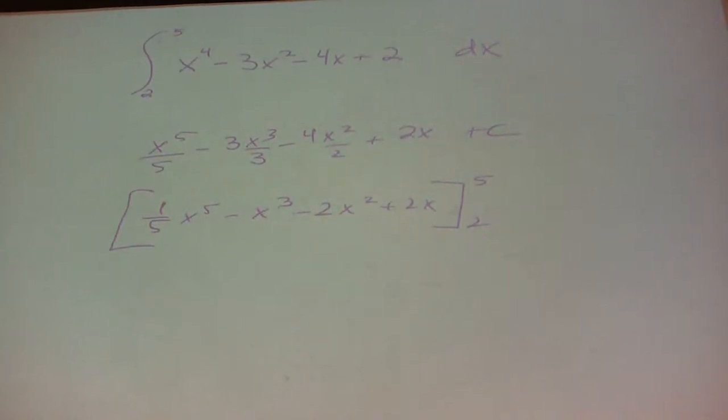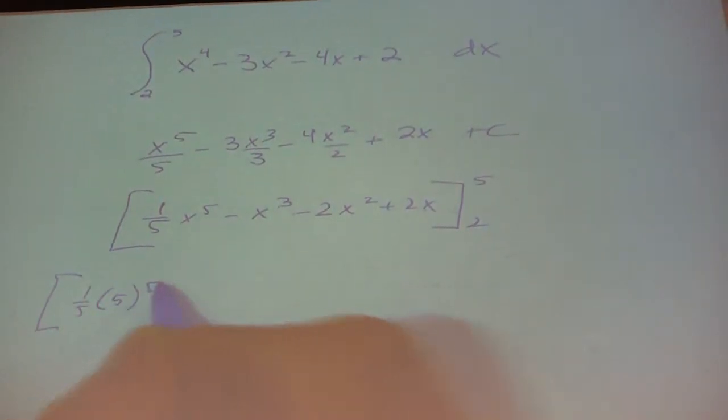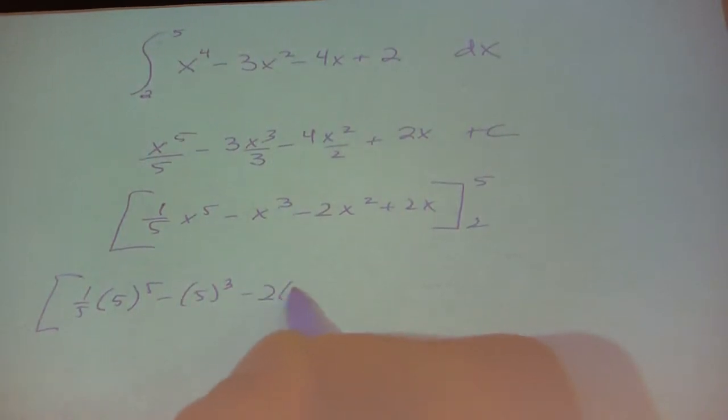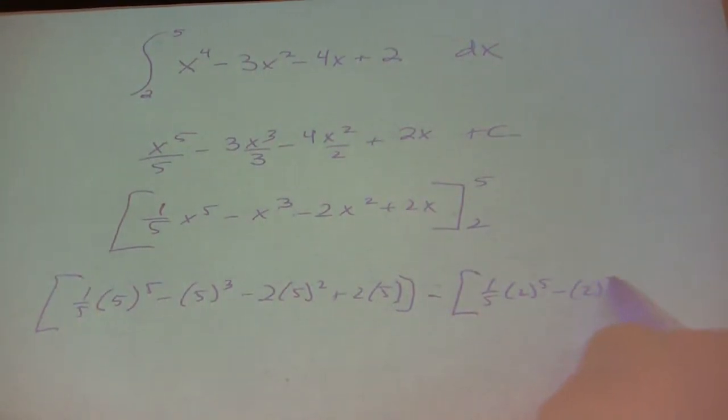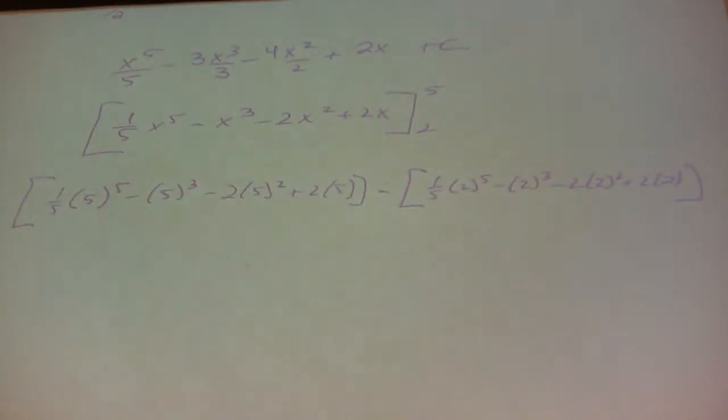Okay? So what's the new stuff? Plug in the upper number 5. Minus, plug in the lower number 2, everywhere there's an x. And again, be careful for little mistakes. If you plug it in wrong, if you type it in wrong, all these little things. But the good news is we can check it in the calculator when we're done to make sure we didn't make any little mistakes.